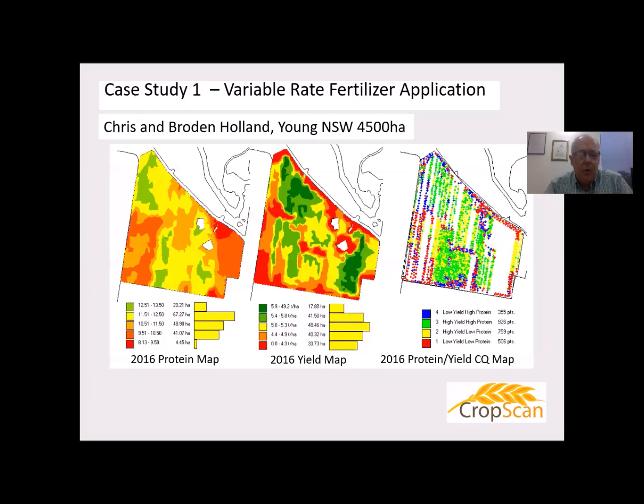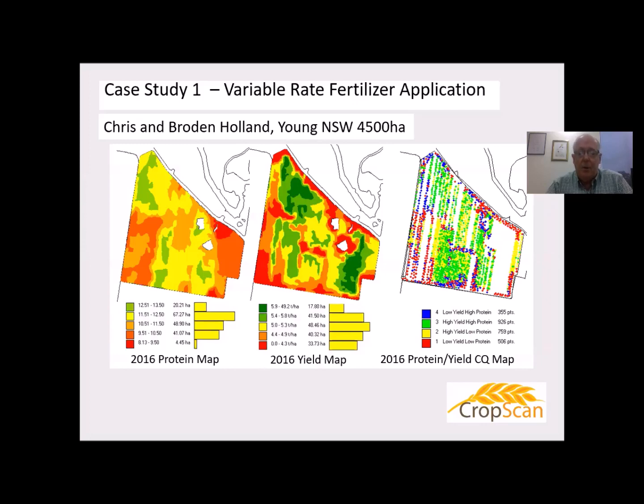I'd like to present to you a couple of case studies. Chris and Protin Holland are a family farm, about 4,500 hectares in Young, New South Wales. Young is in the central wheat area. It's a very good growing area, gets reasonably good rainfall. But Chris and Protin are very forward-thinking farmers.